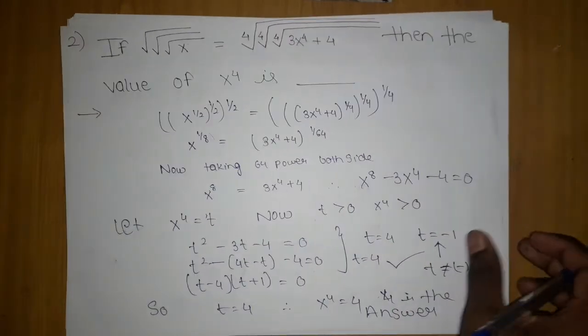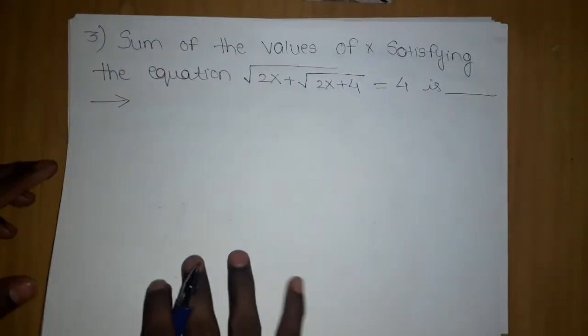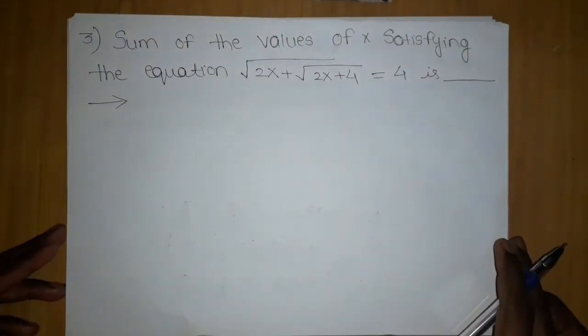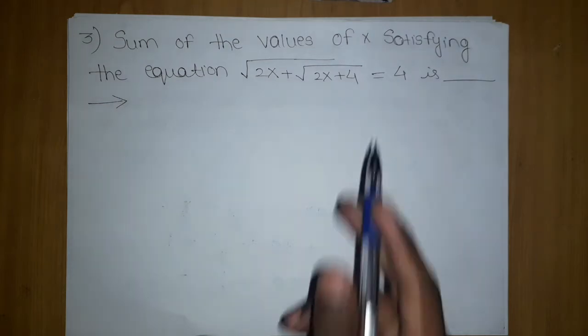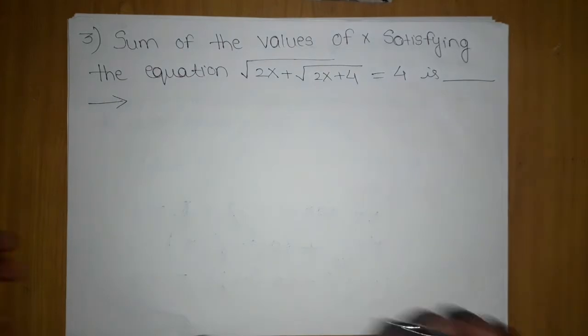Okay, let's move on further and see what is the next problem which we are going to solve. The next problem is as follows: sum of the values of x satisfying the equation, under root 2x plus under root 2x plus 4, the whole under root, equals 4. Okay, the first idea which you get in this is that we should square both sides.